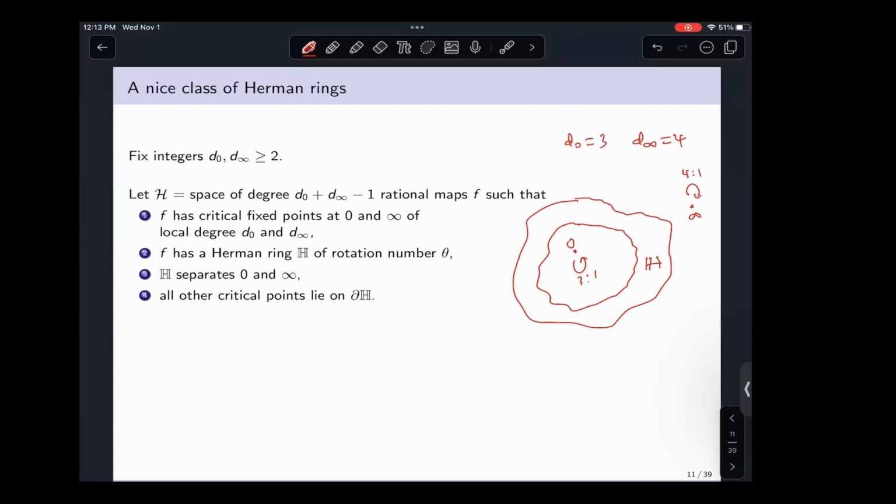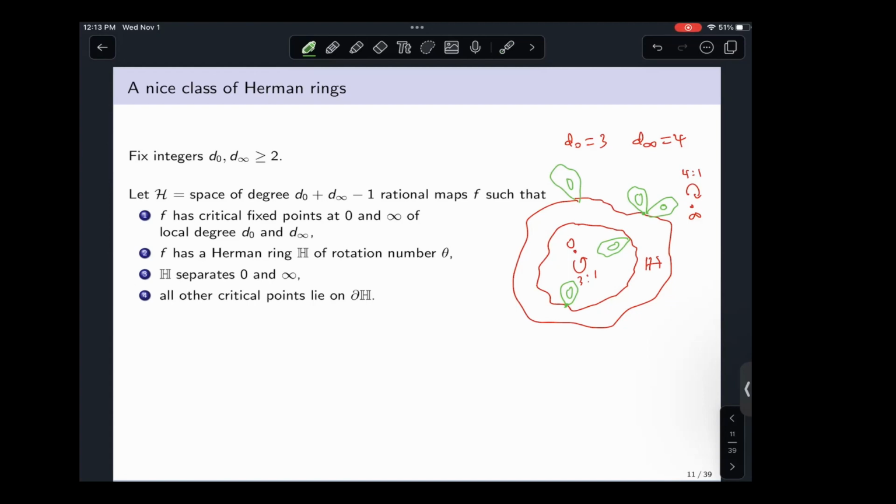And then the fourth is a minimality assumption that all the other critical points lie on the boundary. So because 0 is 3, 2, 1, I will have 2 pre-images of a Herman ring like that, and each of them is attached to the Herman ring. And then on the outside as well, I also have outer pre-images. You can have multiple if it has a multiple criticality. Something like this. Okay.